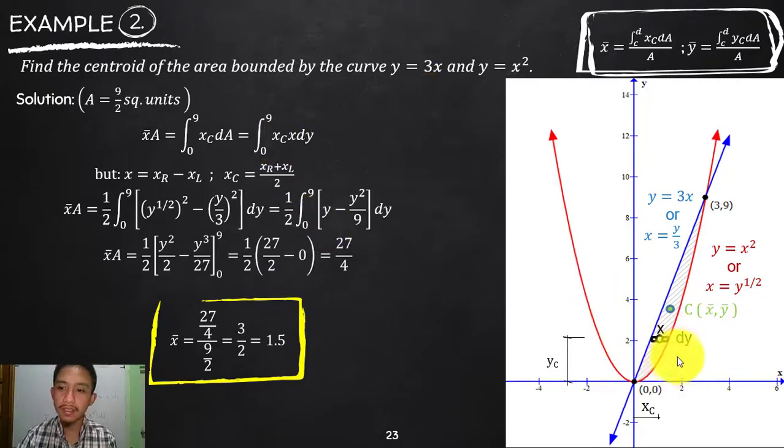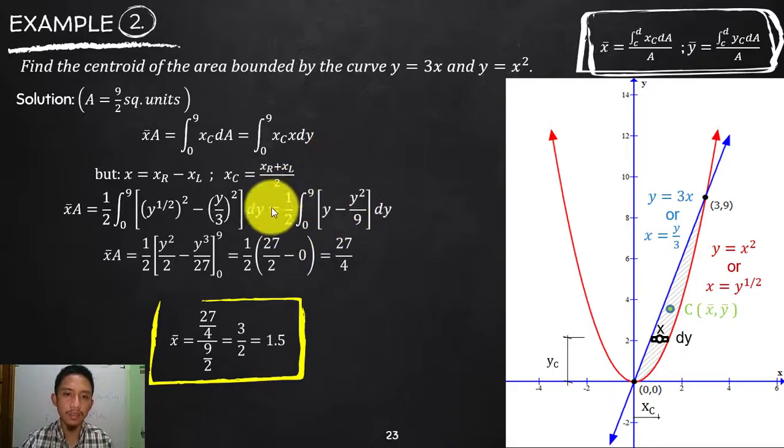So xr is the x of the red curve. Rearrange that one, that is y raised to 1/2. Plug it in your xr squared. That will be cancelled, so that will just plainly be y, minus xl squared, and the 1/2 is factored outside. So what is your xl? That is the x of this line. Rearrange that one: x of this line is y over 3. Square that one, it is y squared over 9. So now this is our integration.